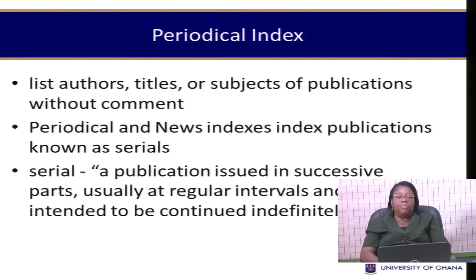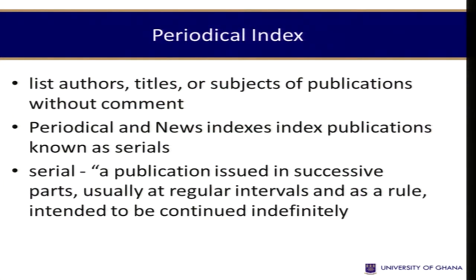Now, periodical and newspaper indexes are usually referred to as serials. And we describe a serial as a publication issued in successive parts, usually at regular intervals, and as a rule intended to be continued indefinitely. An example of a serial is a journal. Now, a journal which commences is intended to come out either monthly or bi-monthly, and it is hoped that the journal will not die immediately after it is published. There are a few journals who have died that way, but generally it's intended to be continued indefinitely.